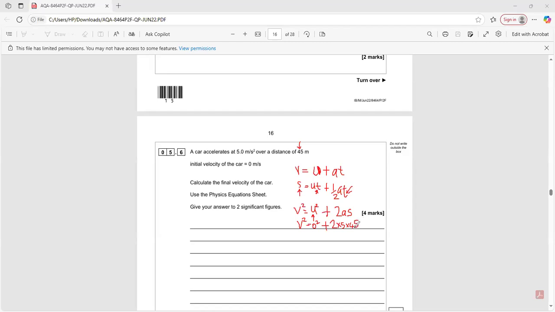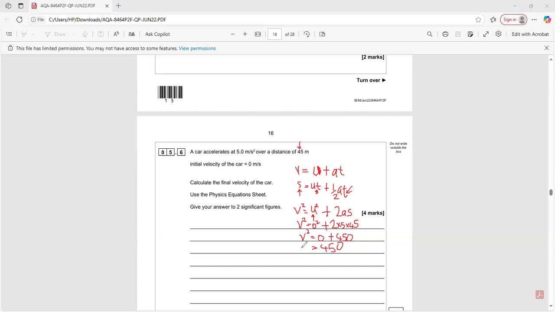Now, you know how BODMAS works, right? I'll do the multiplications first. 2 times 5 is 10. 10 times 45 is 450. Are you good? Did you see that? 450. 0 squared is 0, of course. And all this is equal to V squared. So V squared will be equal to 450. Are you good with this?